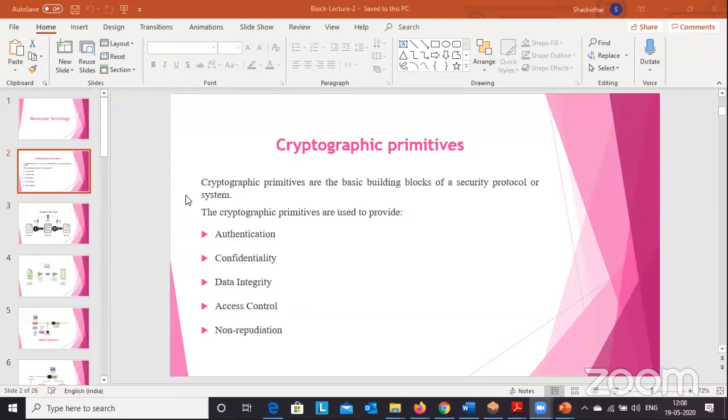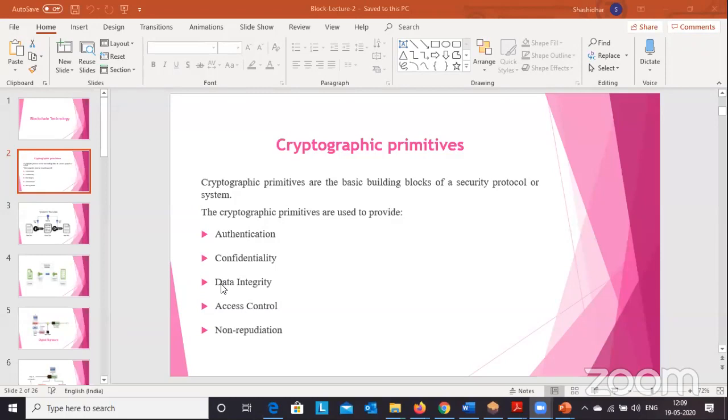Primitives. Okay, so we have discussed authentication. Next, the second service we have is confidentiality. What is meant by confidentiality? In networks, whenever we are transmitting information from one node to another node, or from one network to another network, the message should be kept secret. That is called confidentiality. With the help of cryptographic primitives, we can provide confidentiality.